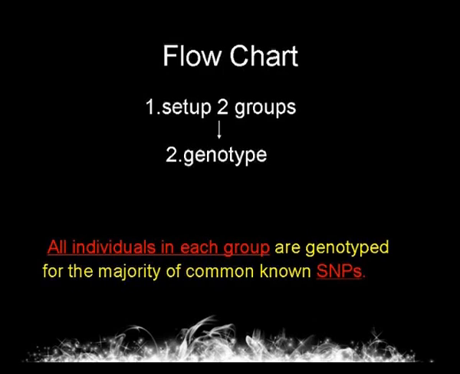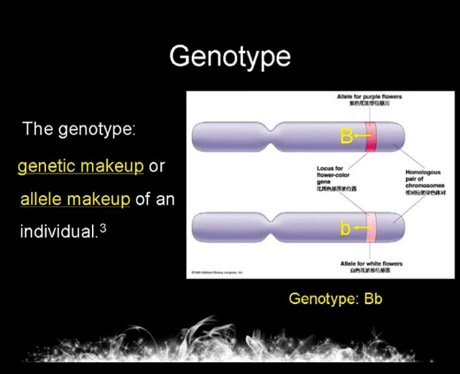Secondly, we should genotype all the individuals to get to know all the SNPs. The genotype is the genetic makeup or the allele makeup of an individual. As it is shown in this figure, the capital B is the gene on this chromosome, while the small b is the allele on the other chromosome. So a capital B and a small b is the genotype for this individual.